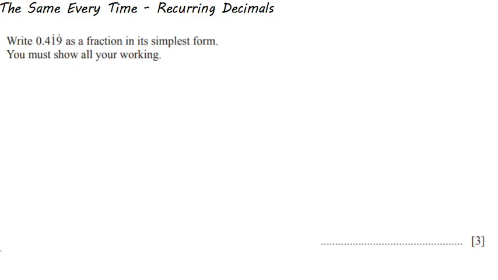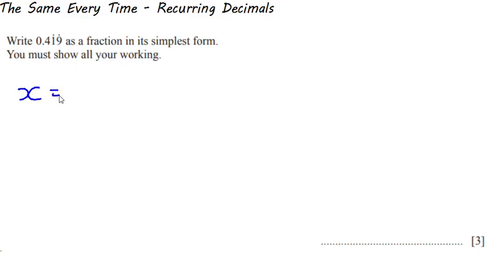So we're writing this decimal as a fraction in its simplest form. You must show all your working. I'm going to do this one non-calculator as well, because of course we know some of the exam boards do have non-calculator papers. First of all, I'm going to write my decimal number a little bit more clearly. I'm going to call it x.